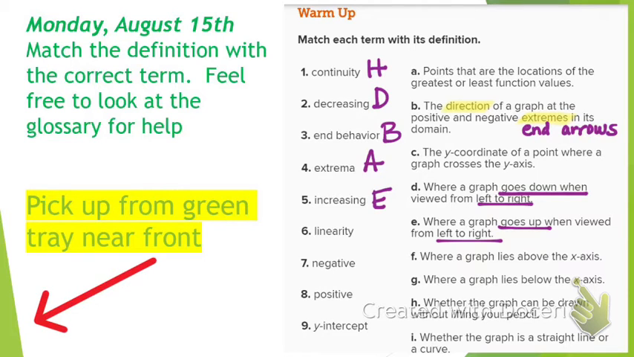Linearity. So is it linear? So how do we know if something is linear? Is it I? I. Yep. So is it a straight line or a curve? 7, negative. Definition of negative. G. Yep, because it's below the x-axis. And positive is above the x-axis.